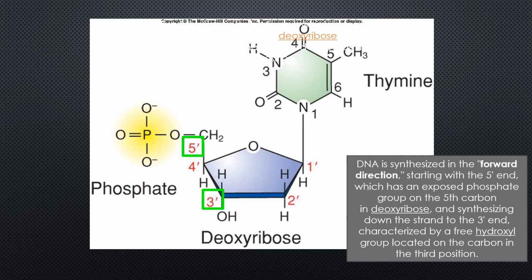Now, DNA is always synthesized in a forward direction, so it has directionality to it. And it starts with the 5' end right here that has the exposed phosphate group, and it synthesizes down the strand to the 3' end, which has the free hydroxyl group. So it's always in that direction, 5' to 3'.